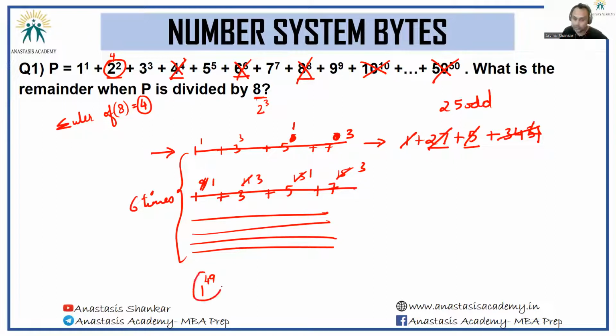The only thing that is left is this number and this number, 2 square, because every other even number is divisible by 8. So finally, the remainder that I have is 1 plus 4 upon division by 8. Answer to the question will be 5.